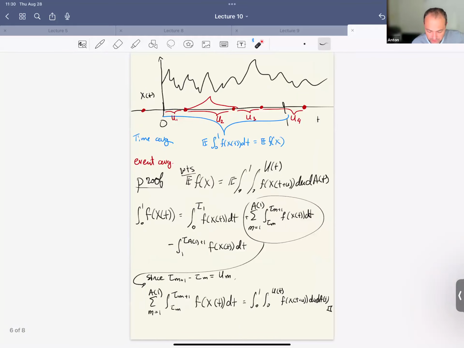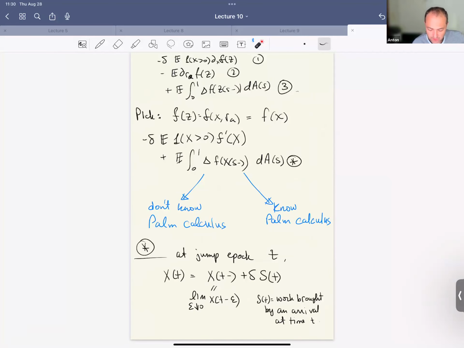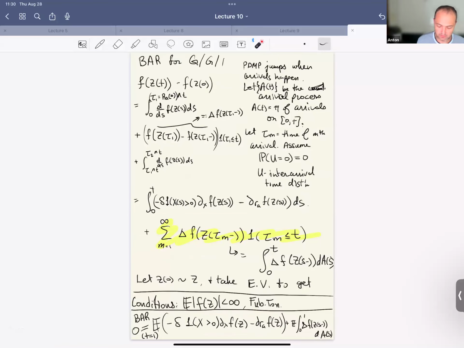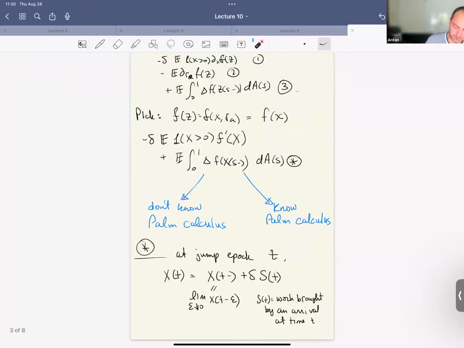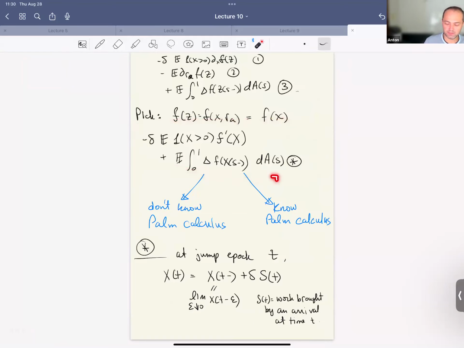What have we accomplished? We started with the BAR. The first part is, okay, easy, that goes into our diffusion generator. The second component, the jump term, needed some care.